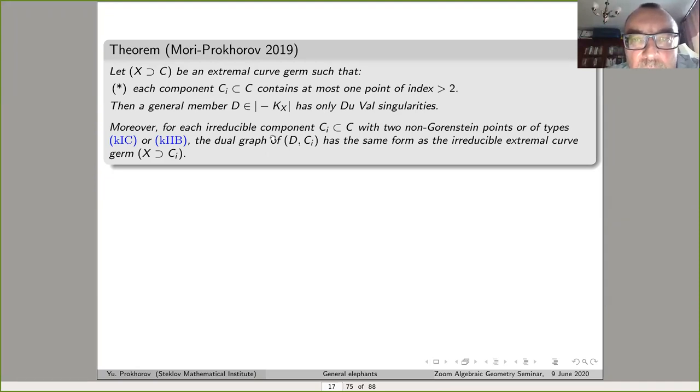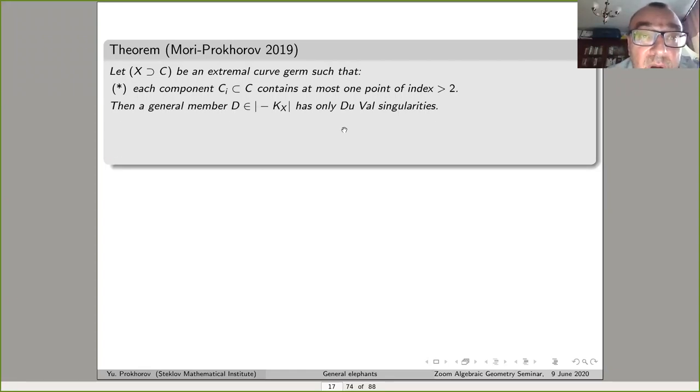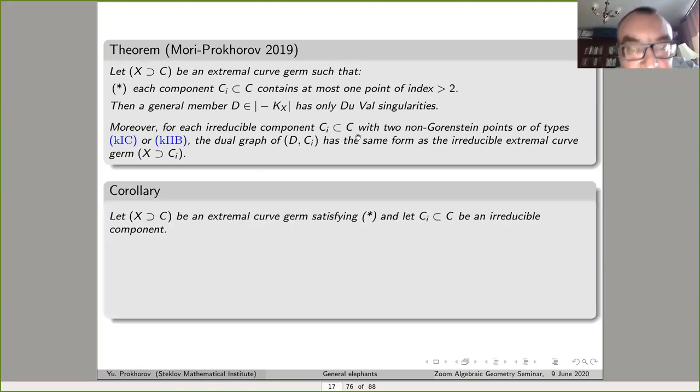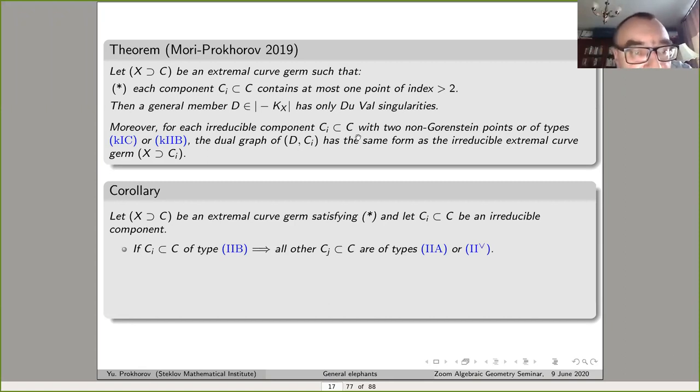For each reducible component with two non-Gorenstein points, the dual graph is the same as discussed above on the previous slide. The corollary is like this. Suppose we have an extremal curve germ satisfying our star condition, and suppose we have a reducible component. If it is of type 2B, then all other components are of type 2A and 2A dual. Dual means that it is locally imprimitive.